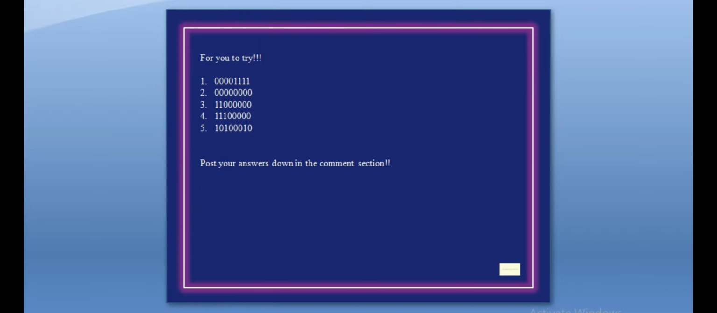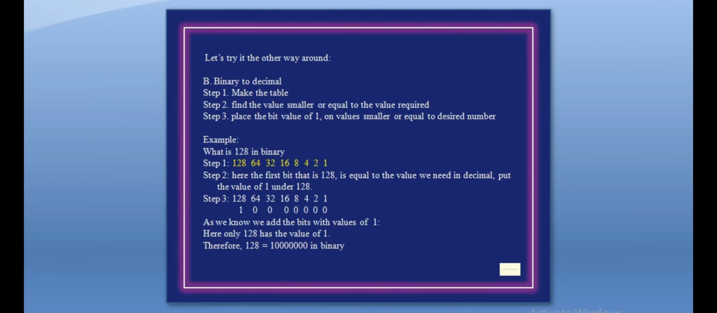Don't worry if you get stuck on it, we will discuss this in the next episode. Now that we tried converting binary to decimal, let's take a look at how it's done the other way around. First, let's see the steps. First one is to make the table. It's the same one that we used for binary to decimal conversion.